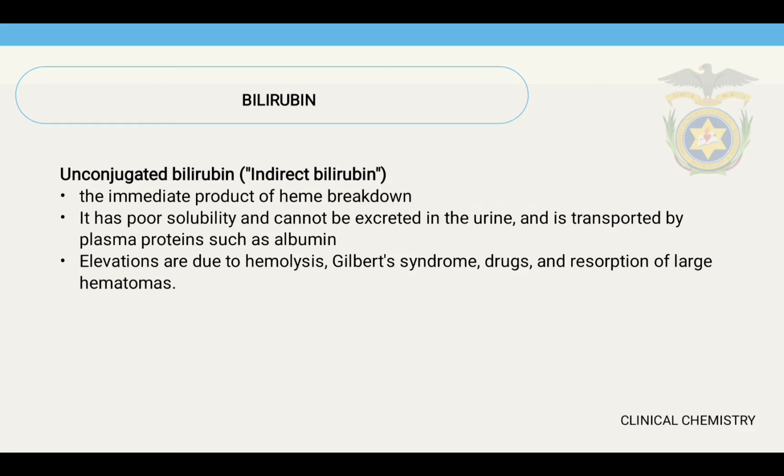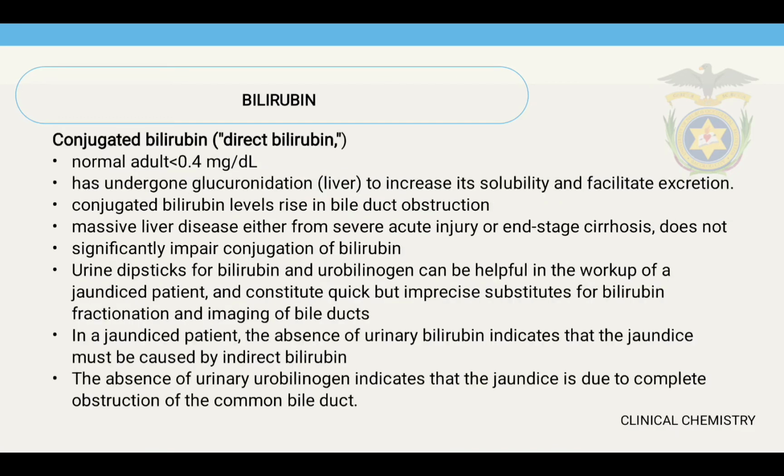Your unconjugated bilirubin, or indirect bilirubin, or B1, is the immediate product of heme breakdown. It has poor solubility and cannot be excreted in the urine, and is transported by plasma proteins such as albumin. Elevations are due to hemolysis, Gilbert's syndrome, drugs, and resorption of large hematomas.